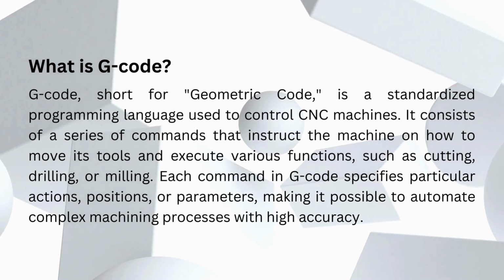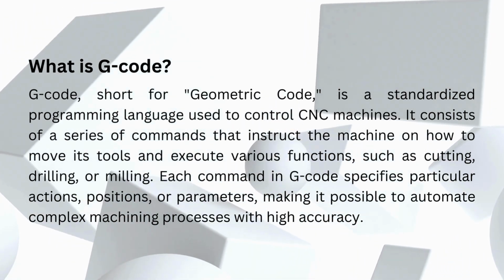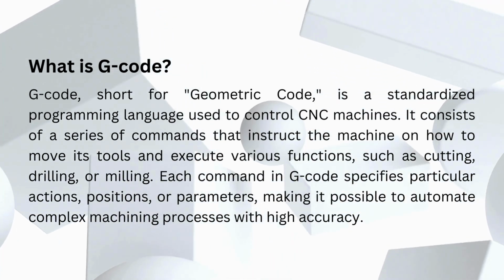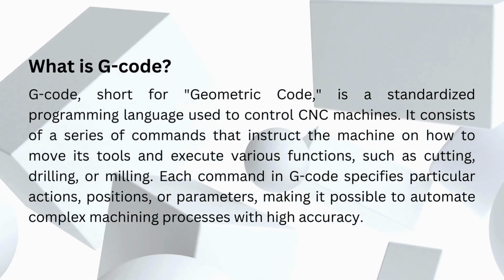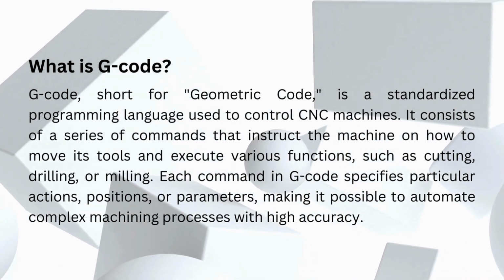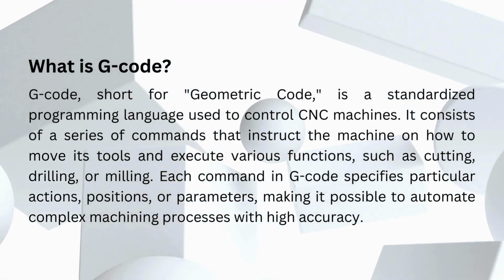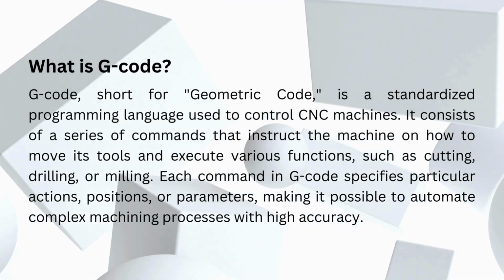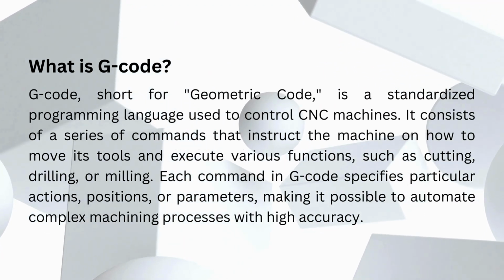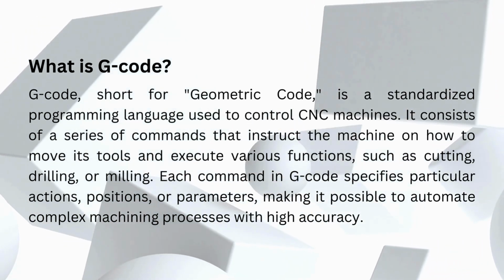What is G-code? G-code, short for geometric code, is a standardized programming language used to control CNC machines. It consists of a series of commands that instruct the machine on how to move its tools and execute various functions, such as cutting, drilling, or milling. Each command in G-code specifies particular actions, positions, or parameters, making it possible to automate complex machining processes with high accuracy.